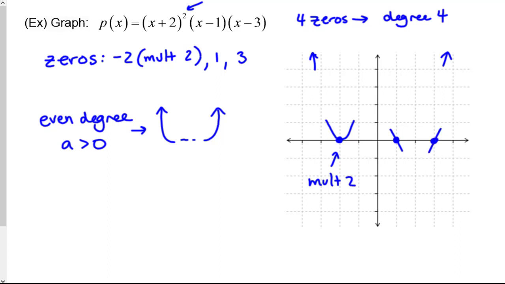So my graph, let me kind of draw it in one swoop here, is going to look something like this. Okay, so that 0 of multiplicity 2, I don't actually pass through the axis. I just come down, touch it, and then bounce back away.